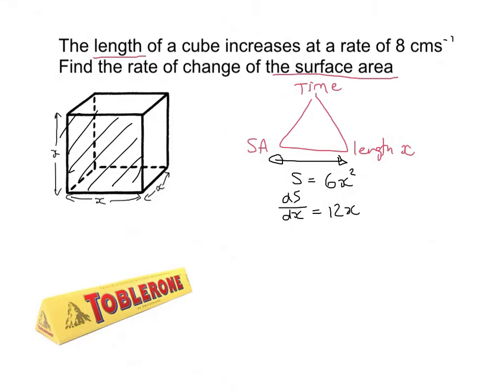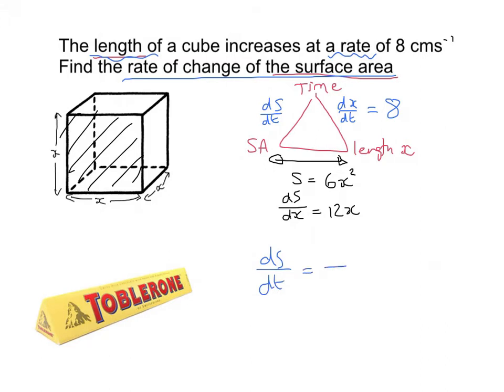We're told that the rate of change of the length, so that's d by dt, that's rate of x, the length, is equal to 8 centimetres per second, and we are asked about the rate of change of the surface area. So we use the chain rule. ds by dt is equal to, and we go round the other two sides of the triangle. So instead of just going straight between s and t, we go via x.